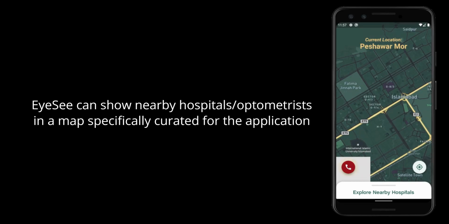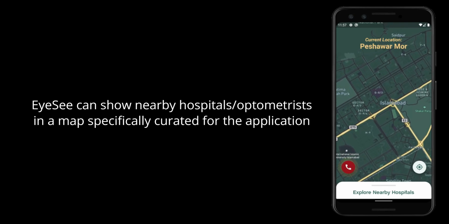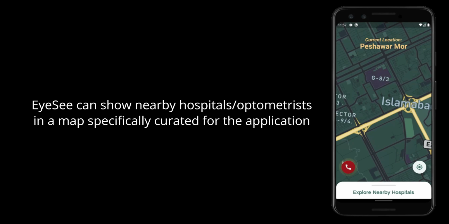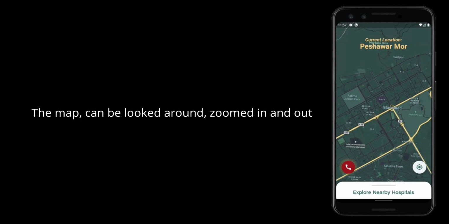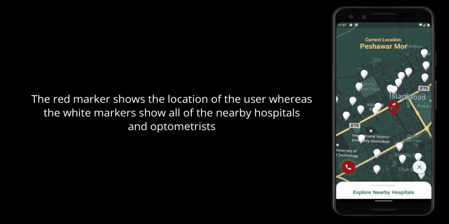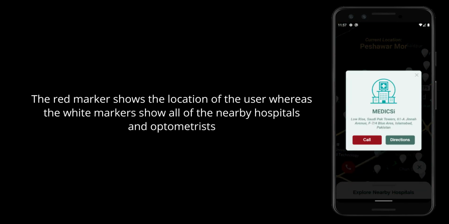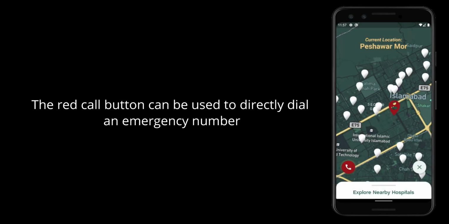EyeSee can show nearby hospitals, optometrists in a map specifically curated for the application. The red marker shows the location of the user, whereas the white markers show all of the nearby hospitals and optometrists. The red call button can be used to directly dial an emergency number.